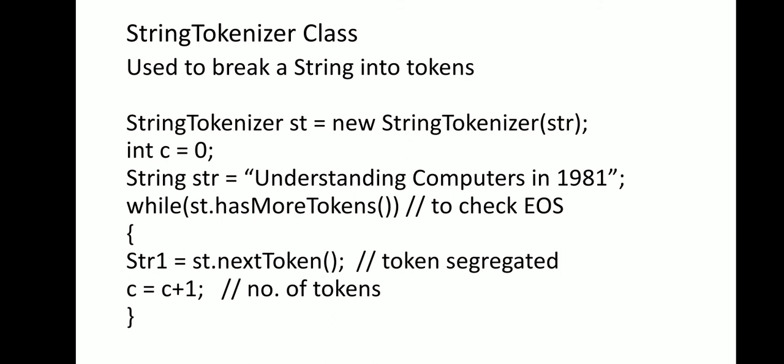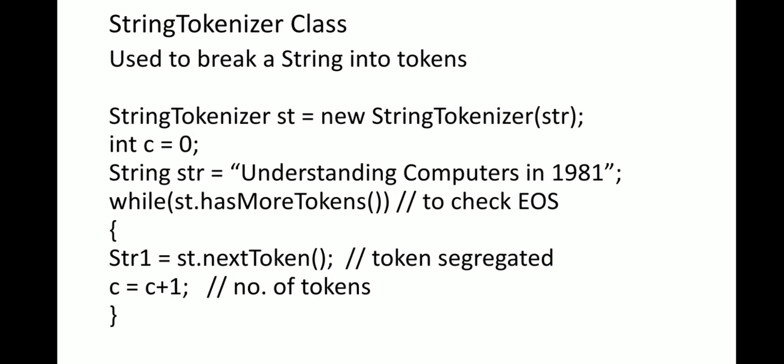So StringTokenizer st is equal to new StringTokenizer, and you should pass the input string. For example, I have passed str. So here str is having the value: String str = "understanding computers in 1981". This statement should be present before the StringTokenizer statement, because you are passing str as an input to this constructor. So you should keep this line before this object creation statement.